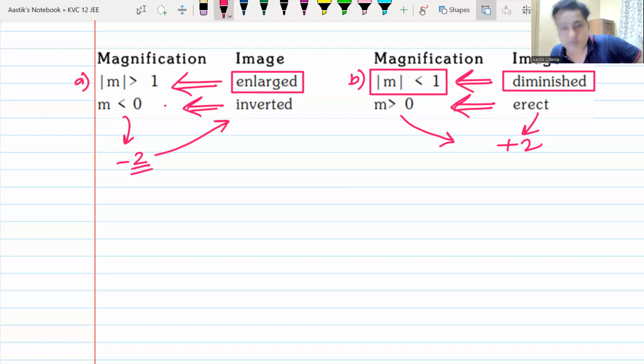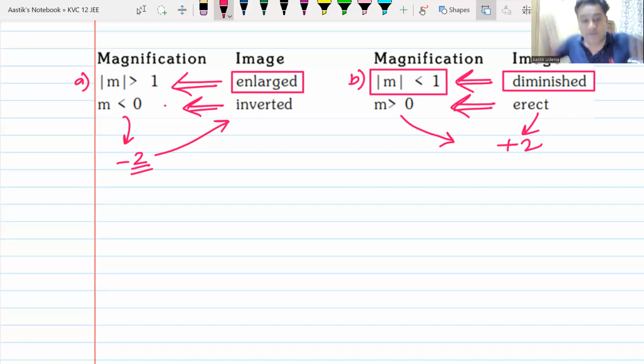Yes, sir. But if the magnification is -2, it means the image is 2 times more and the object is 2 times less. Do we understand this? Whether it is enlarged or diminished depends on the height of the image. If the height of the image is more, it is enlarged. If the height of the image is less, it is diminished. Do we understand this?